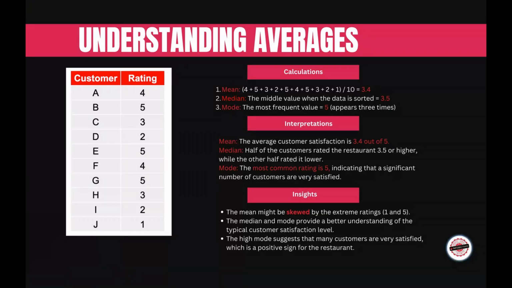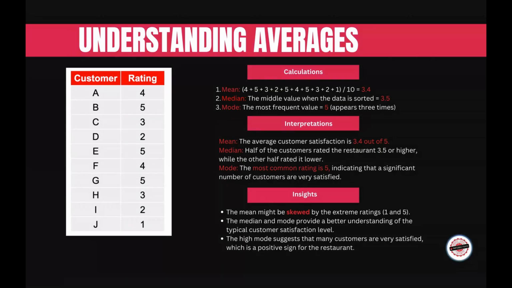Now that calculation is done by an analyst. But as a viewer, as a learner, as an interpreter, when you look at the data, what will be your advantage in taking a decision? Well, the mean averages the customer satisfaction, that is 3.4 out of 5, which means the average rating they feel is that they are satisfied. With the median, about half of the customers rated the restaurant 3.5 or higher, while the others rated lower. Now, how does it read, and how will you read it?